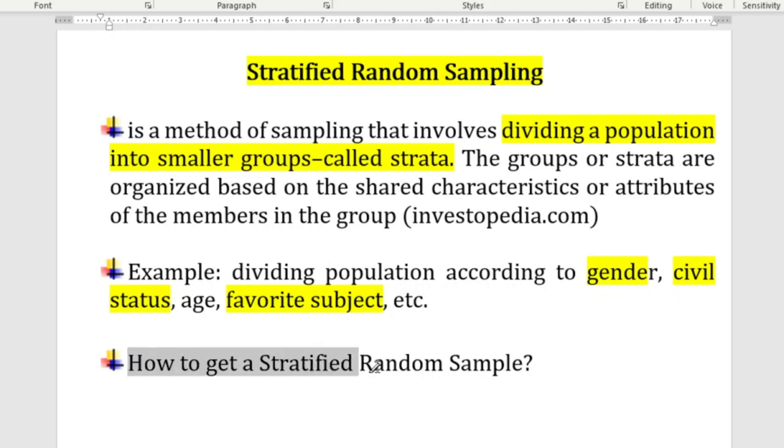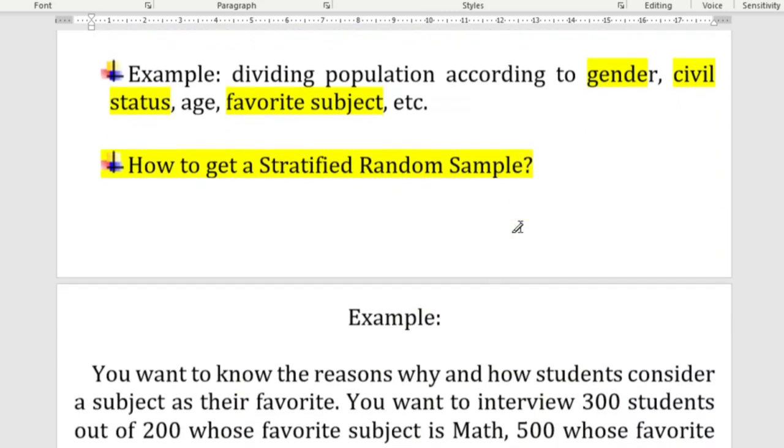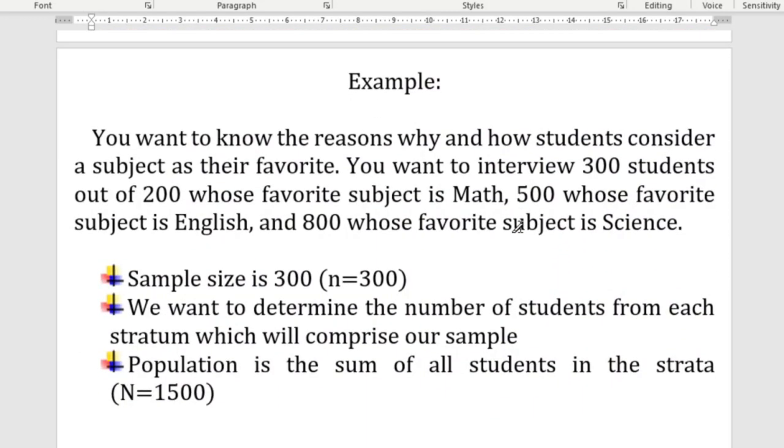Now, how do we get a stratified random sample? Let us have this example. You want to know the reasons why and how students consider a subject as their favorite. You want to interview 300 students out of 200 whose favorite subject is math, 500 whose favorite subject is English, and 800 whose favorite subject is science.